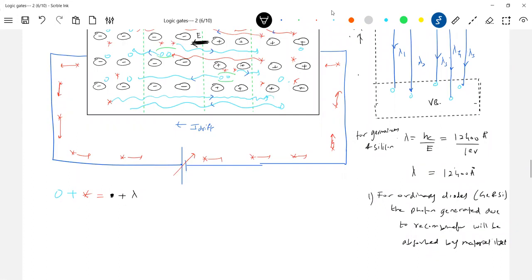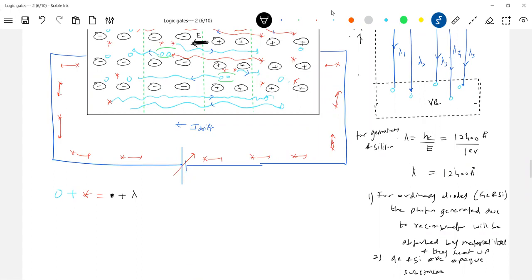Any reason for that? That is the first. Second reason, why don't these photons come out of the material in germanium and silicon? They are opaque. Germanium and silicon are all opaque. Will they permit light to pass through them? No. Germanium and silicon are opaque substances. The photons will be absorbed by the material and will be converted into heat. This is what happens in germanium and silicon.